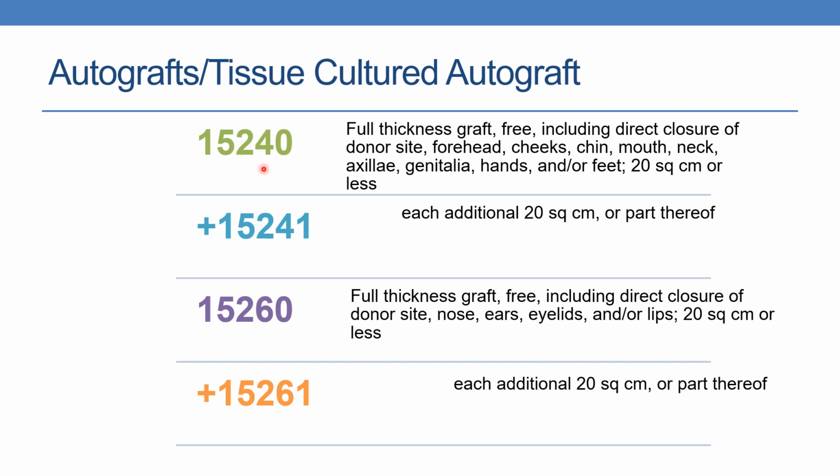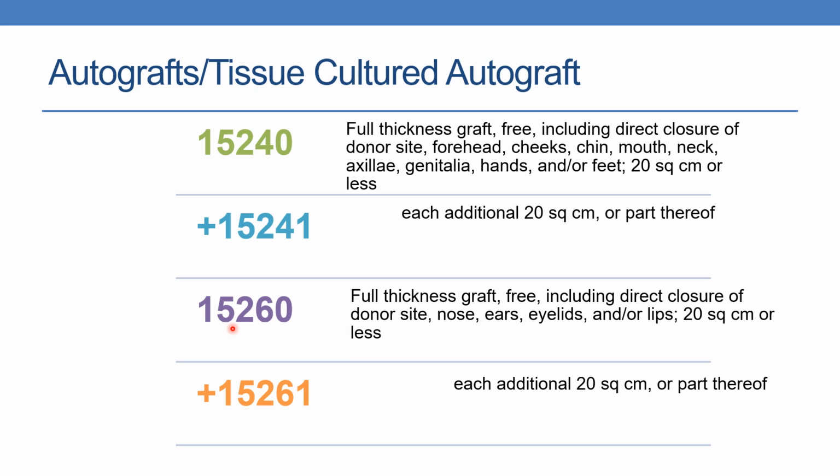The next code is 15240. Full thickness graft, free, including direct closure of donor site. Anatomical regions are forehead, cheeks, chin, mouth, neck, axilla, genitalia, hands and/or feet, 20 square centimeters or less. The next is plus 15241 for each additional 20 square centimeters, for the anatomical region forehead, cheeks, chin, mouth, neck, axilla, genitalia, hands and/or feet.